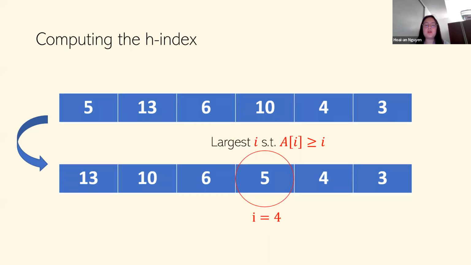Now we're going to go from the beginning and go through the array and find the largest index i such that A of i is greater than or equal to i. We can see that this occurs at i equal to 4 when the entry is equal to 5. This gives us our corresponding h-index of 4. We can see that this aligns with the definition on the previous slide because 4 is the largest integer such that there are at least 4 entries, each with at least 4 units of positive feedback.